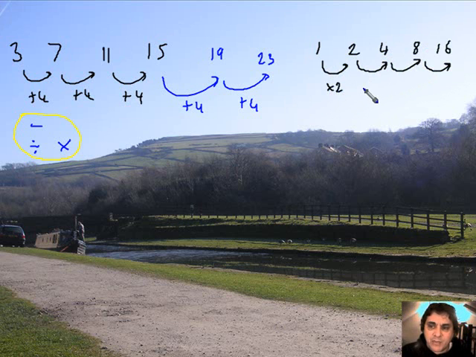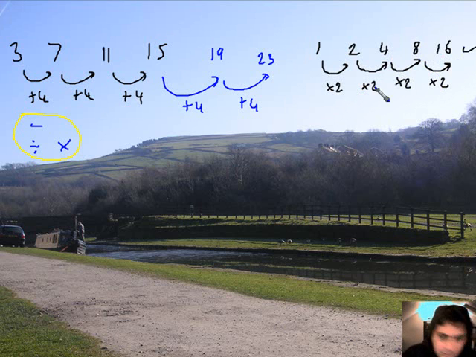Look at that. Multiply by 2, 1 times 2 is 2. Multiply by 2, 2 times 2 is 4. Multiply by 2, 2 times 4 is 8. And multiply by 2, 8 times 2 is 16. So the rule for the sequence is just multiply by 2, or times by 2.